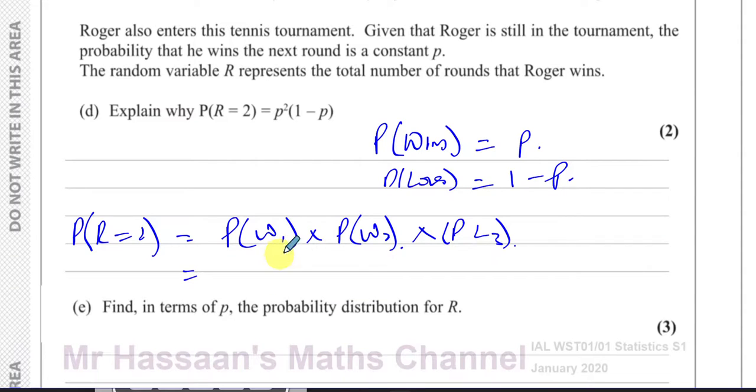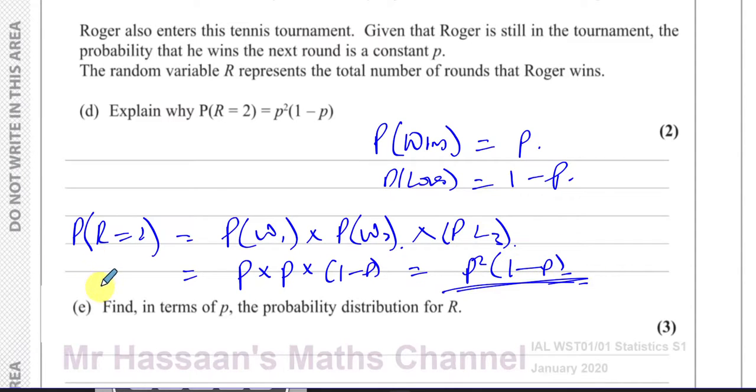So the probability of winning round 1 times winning round 2 times losing round 3 will give you the answer. Now the probability of winning is P, again P, and then losing is 1 minus P, which you can see is P squared times (1 minus P). So there's the answer for the probability that R equals 2. That's the probability that he wins round 1 and he wins round 2, but he loses round 3. So that means he's won 2 rounds.